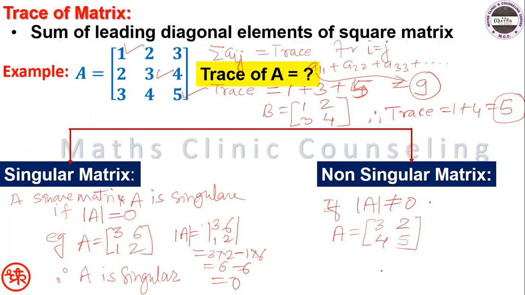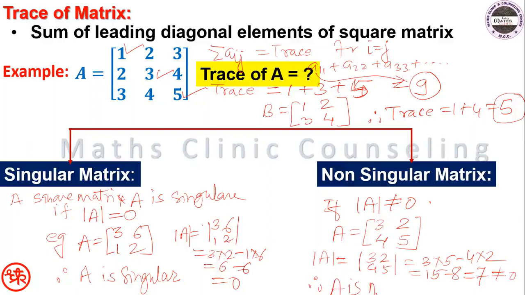And here what will be the determinant of A? It is equal to the determinant of [3 2; 4 5], and that is equal to 3 into 5 minus 4 into 2. 3 into 5 is 15, minus 4 into 2 is 8, that is equal to 7, which is not equal to 0, and therefore A is non-singular.